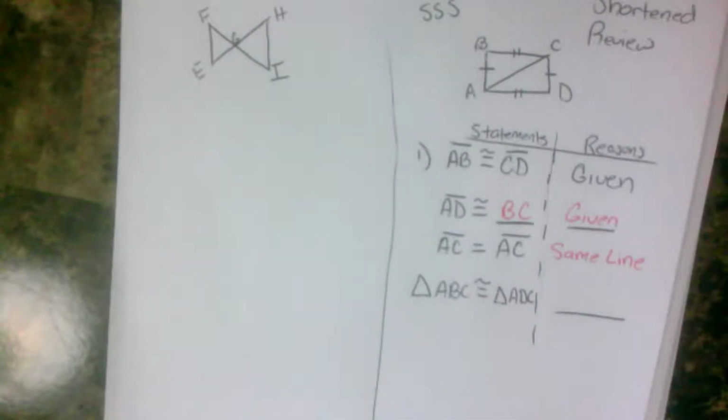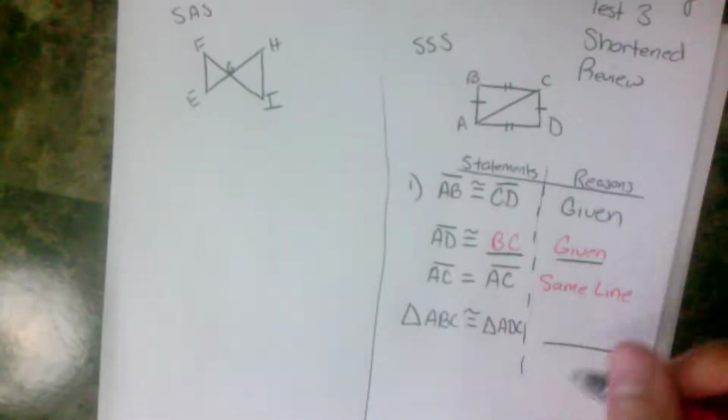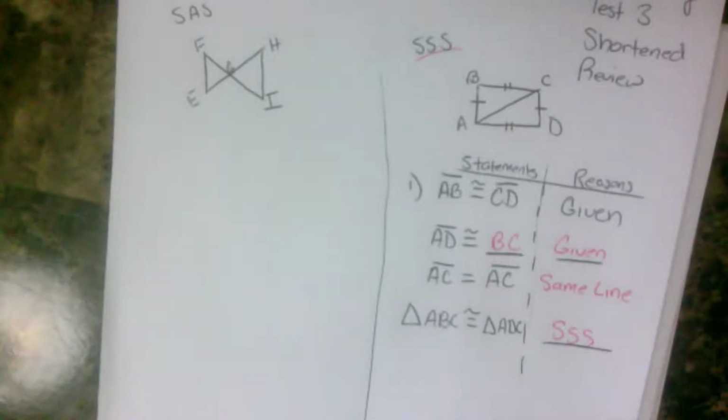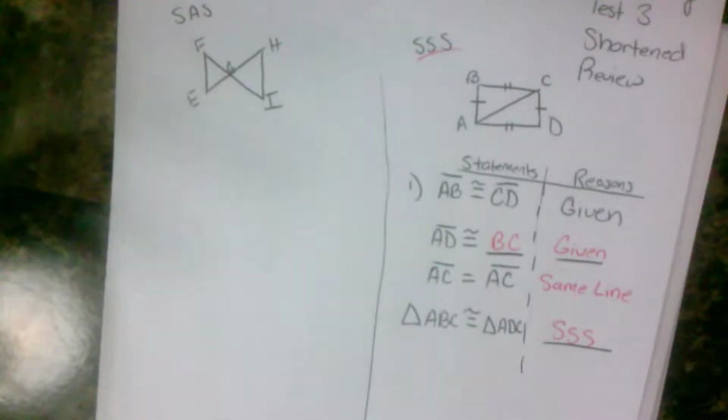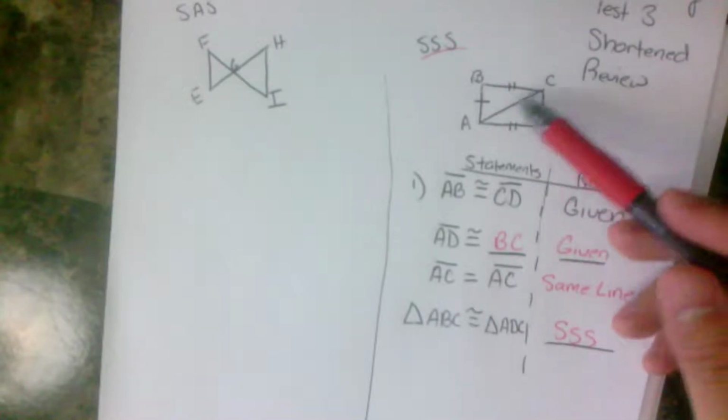And you'd have to be like, all right, well, what's the reason? The reason is because they share side, side, side. So because they share side, side, side, they must be congruent. Remember, all those things that you learned, side, side, side, side, angle, angle, side, angle, side, angle, those are all triangle congruence theorems. So if they share those three things, they are congruent. So this is what you'd look for with this, okay?